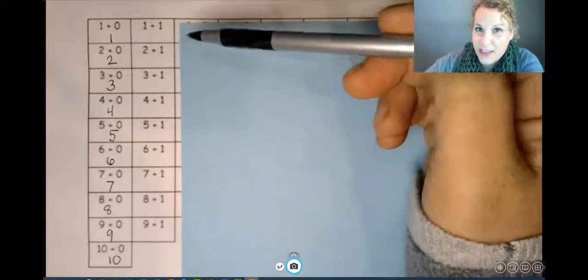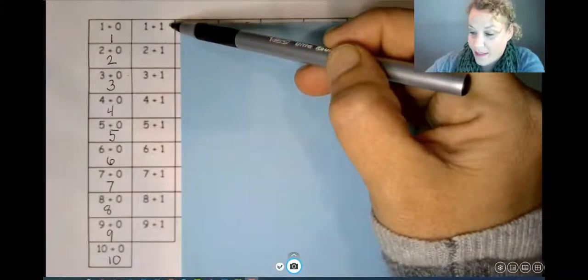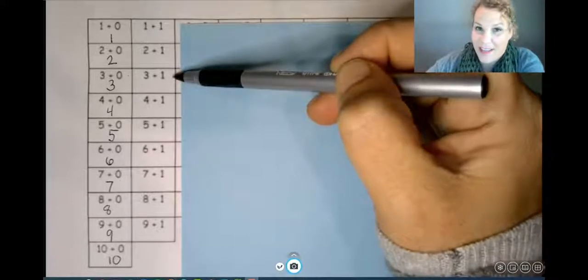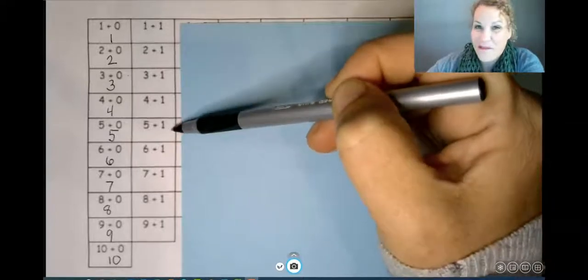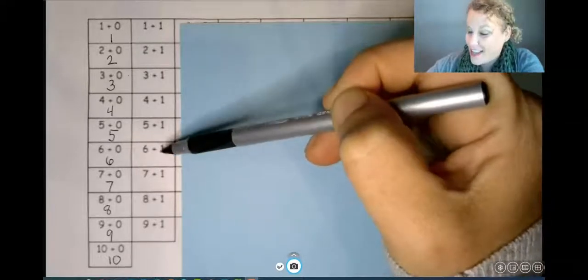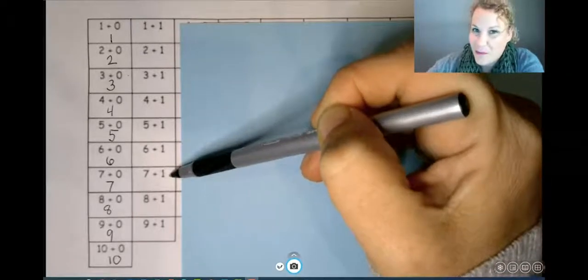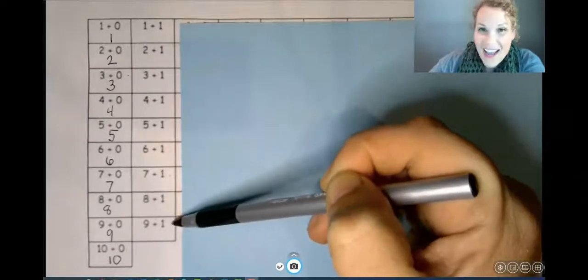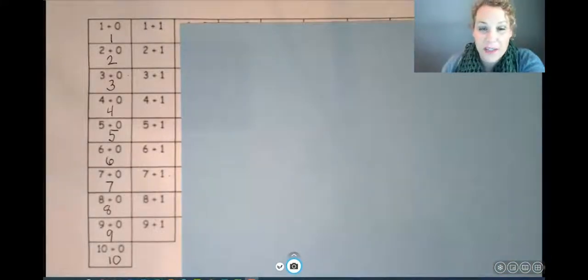Let's read the expressions aloud together. Ready? 1 plus 1. 2 plus 1. 3 plus 1. 4 plus 1. 5 plus 1. 6 plus 1. 7 plus 1. 8 plus 1. 9 plus 1. What do you notice about the expressions in this second column?